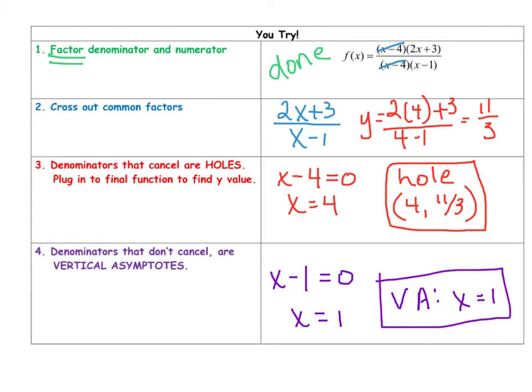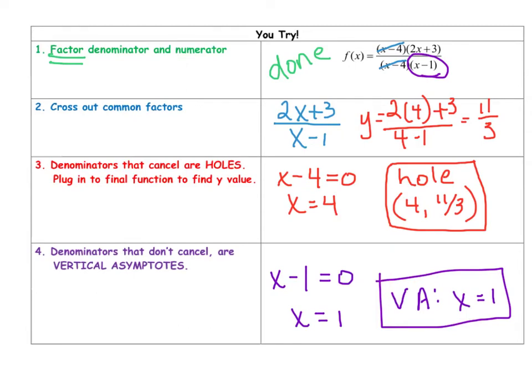Now, let's go ahead and look at step 4, which is showing us how to find the vertical asymptotes. Now, the denominators that don't cancel are the vertical asymptotes. So I go up here, and x minus 1 is the denominator that did not cancel. So that's what I set equal to 0, and then I solve for x. So x equals 1, which means my vertical asymptote is x equals 1.